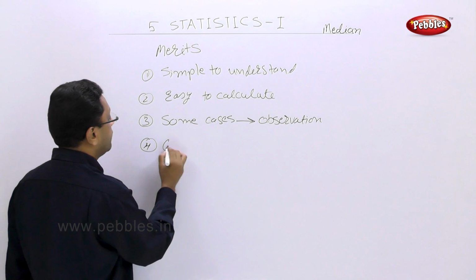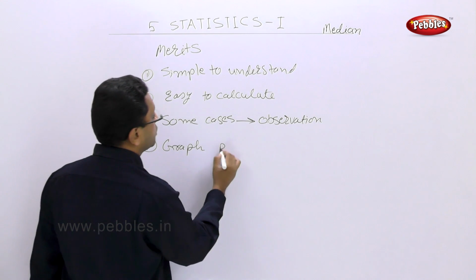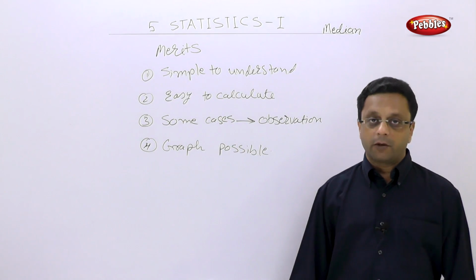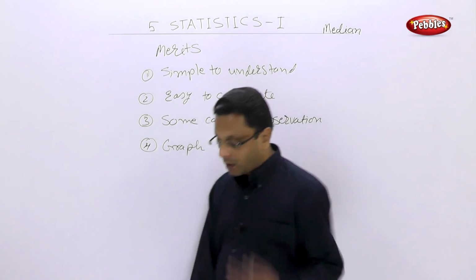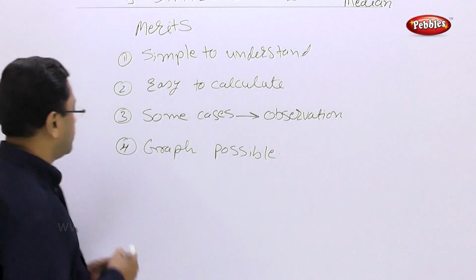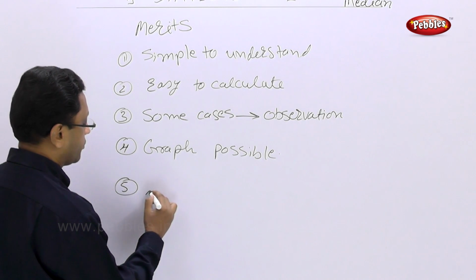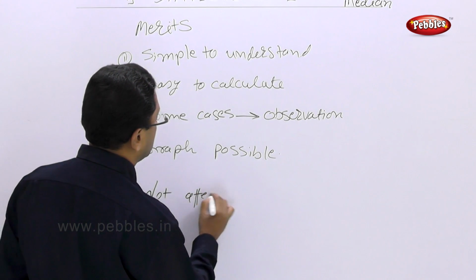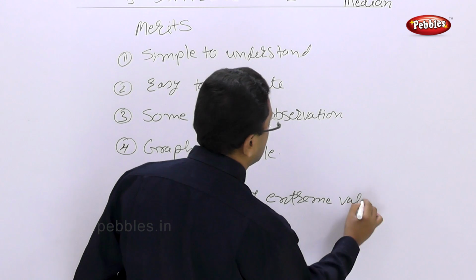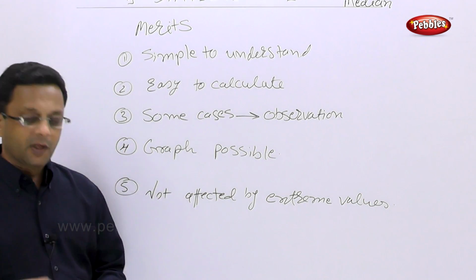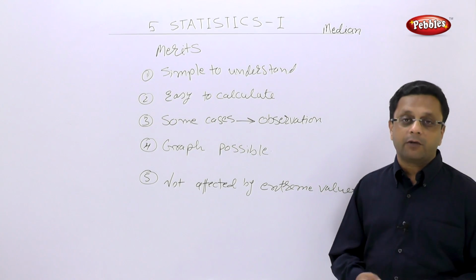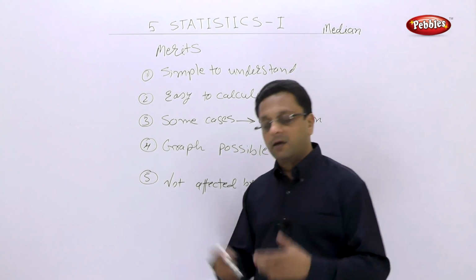Then graph is possible. I am just writing points, not the complete statement. It can be determined graphically also. Then it is not affected by extreme values. And of course we have seen that compared to mean, the median is very easy to calculate, very simple, just substitution in one formula and it's done.